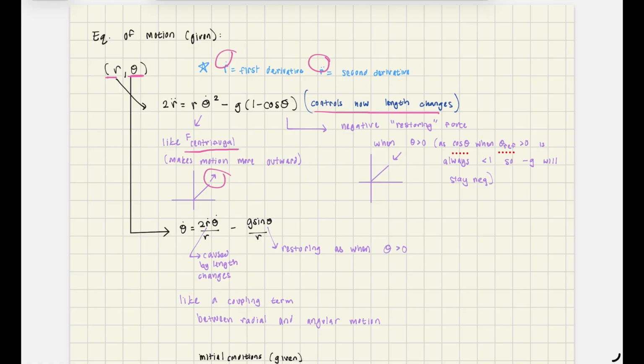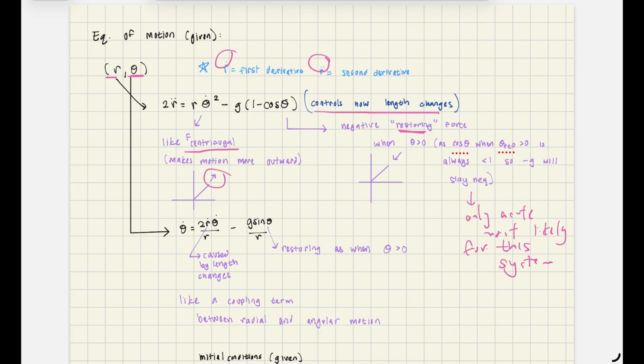this as like a negative restoring force because when theta is positive, or when its reference angle is positive, we'll have that this cosine theta will always be less than 1. So then that means that the negative g term will always be negative. The most cosine theta can be is 1, so the only thing that it can be except negative is 0.